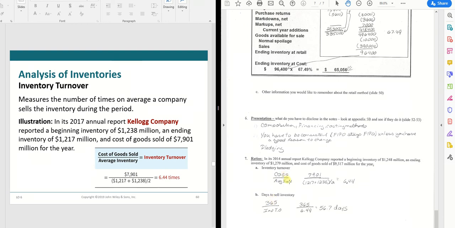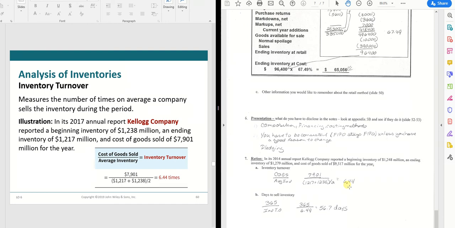Inventory turnover is cost of goods sold divided by average inventory. So I have beginning inventory of 1.38 million, ending inventory of 1.17. So my average inventory is beginning plus ending divided by 2. Sometimes people say last year plus this year divided by 2 because last year's ending inventory is this year's beginning inventory. So I take cost of goods sold divided by average inventory, and I say we're turning over our inventory 6.44 times a year. So if we sold and restocked our inventory, we sold it all, then restocked it, sold it all, then restocked it, we would do that process 6.44 times a year.